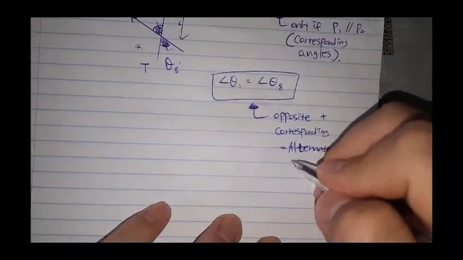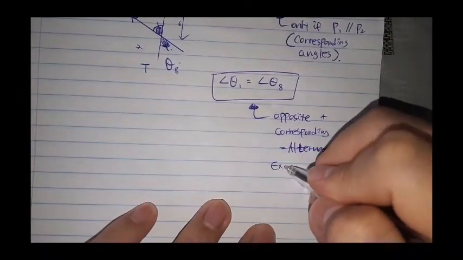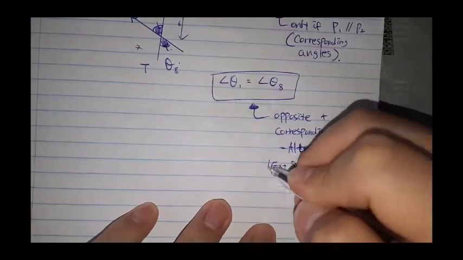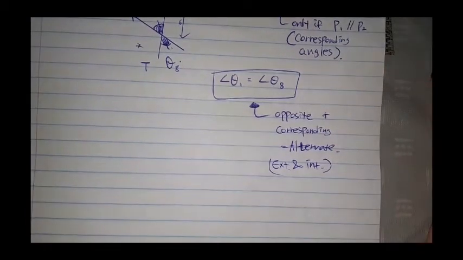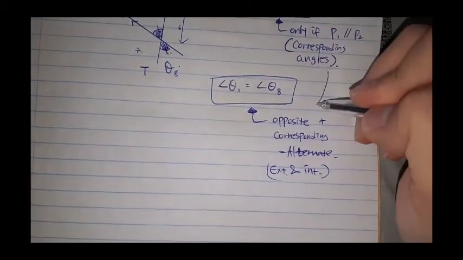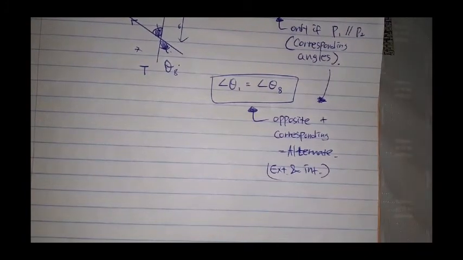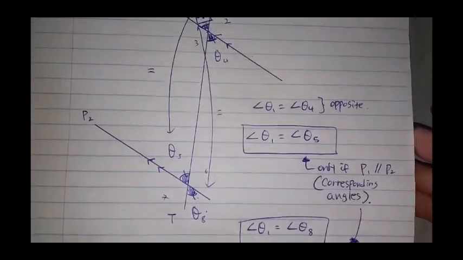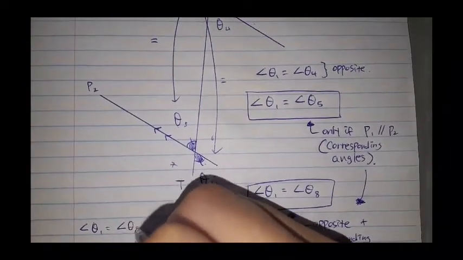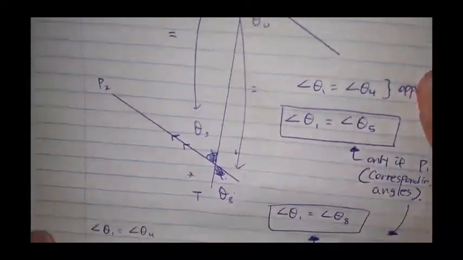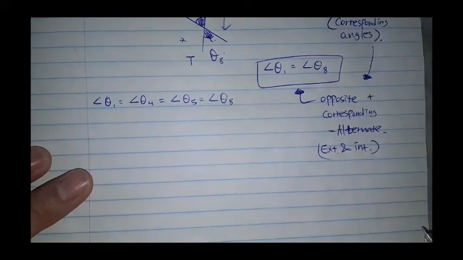So long story short, that will create a certain pattern in the world of parallel lines. Because as you may notice, 1 and 4, then followed by 5 and 8, we can list them all together that they are identical. So 1 is equal to 4, then 4 is equal to 5, which is also equal to 8. In a parallel line situation, that is possible.